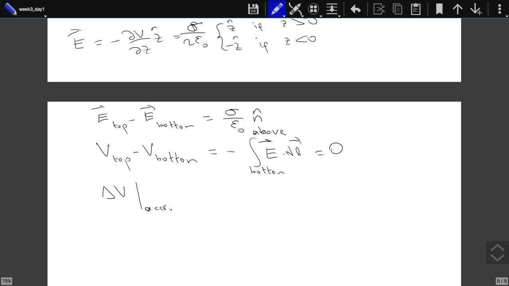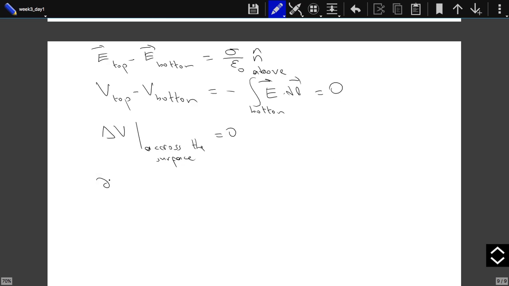So delta V across the surface is 0. The potential is always continuous across a charged sheet. But the electric field, that is its derivative, is not continuous. The derivative of V in the direction normal to the plane, evaluated at the top, minus the derivative of V in the normal direction again at the bottom, is equal to minus sigma over epsilon 0.